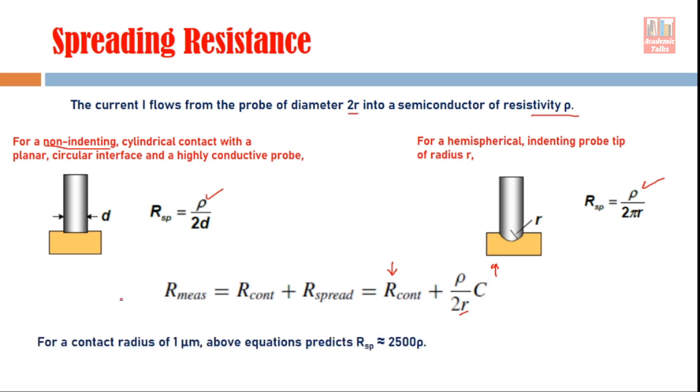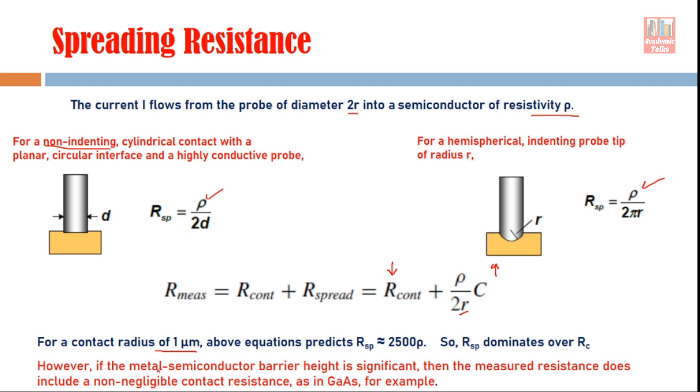Now normally what happens, if you make this contact resistance very small, this spreading resistance will increase, right? And this factor will increase, and that's what we want. And we can predict that the spreading resistance is approximately 2500 times the resistivity of the material, right? And that's why the resistance offered by this piece of semiconductor will be negligibly small as compared to spreading resistance. And this contact resistance is also made low by reducing the barrier height here at the interface. So in that case it dominates over RC.